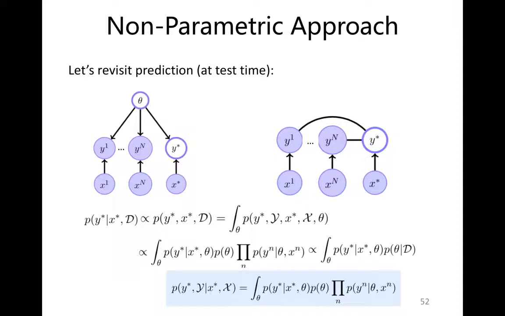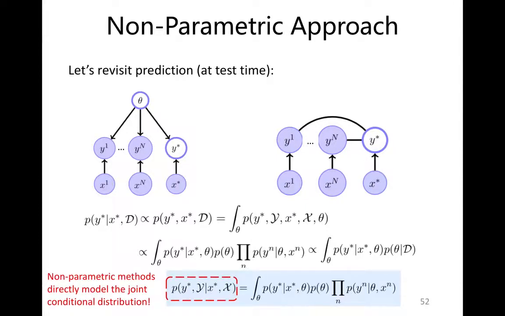But at the end of the day, you may say that computing the posterior is not easy either. And if I only care about prediction, why should I do all of this intermediate layer? Let me go after this term directly. This is the idea of the non-parametric model: instead of starting from the model, if the only thing you care about is prediction, I'm going to go after the joint distribution of the test and the new data, conditioned on the inputs.